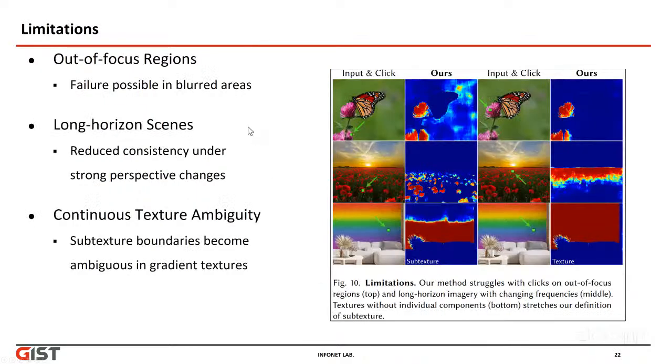And they also show their limitations. First are failures on blurry areas, which are out-of-focus regions, and we can see this. There is reduced consistency under strong perspective changes, and they also have some ambiguity when the texture has a gradation. The boundaries become ambiguous, so they have this limitation.